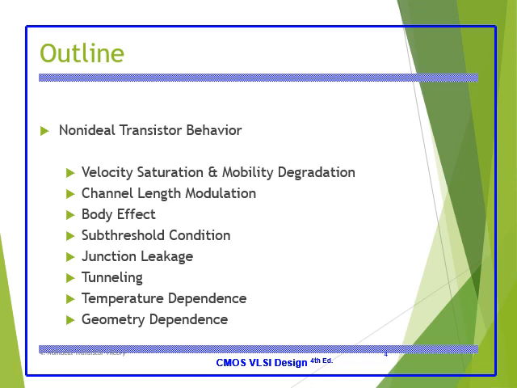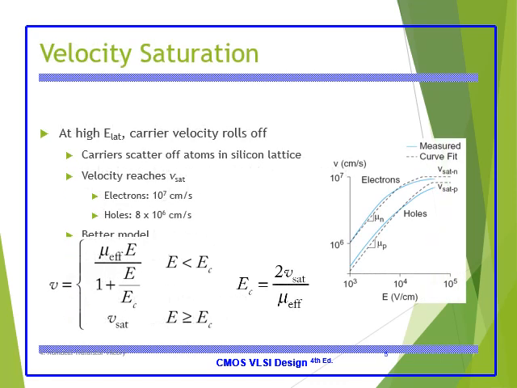Now we are going to see about the velocity saturation and mobility degradation. First one, velocity saturation. At a high lateral field, lateral meaning along the channel, carrier velocity increases linearly with field. That means E is equal to VDS divided by L. VDS means drain to source voltage and L means length of the transistor. This is called the velocity saturation.